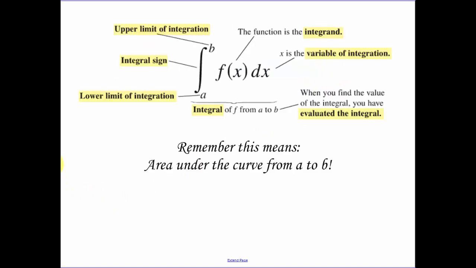Okay, so some important key terms. You have the lower limit. This is the smaller of the two numbers, which is a. And then you have the upper limit, which is the larger of the two numbers. It tells you the interval that you're finding the area of. You have your function, the integral sign. It looks like an elongated S, doesn't it? Because we're finding the sum. Dx is the variable of integration, and f of x is the integrand. So again, remember that this means the area under the curve from a to b.